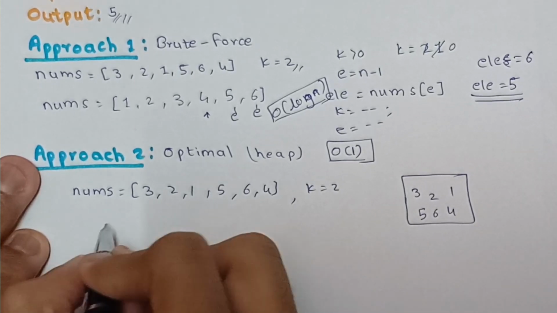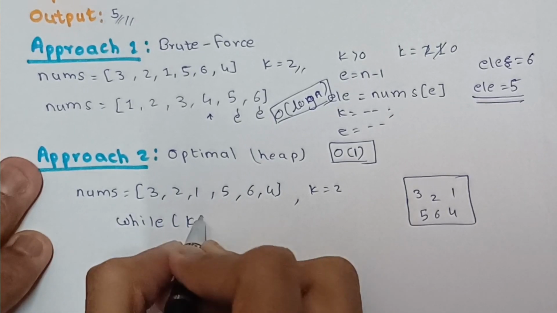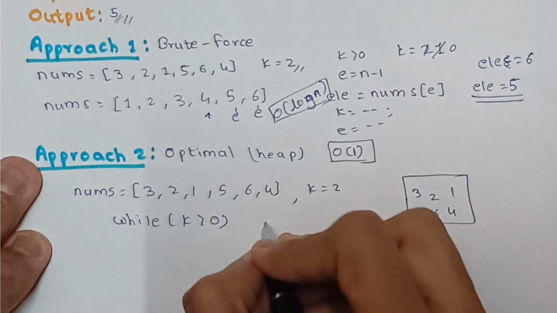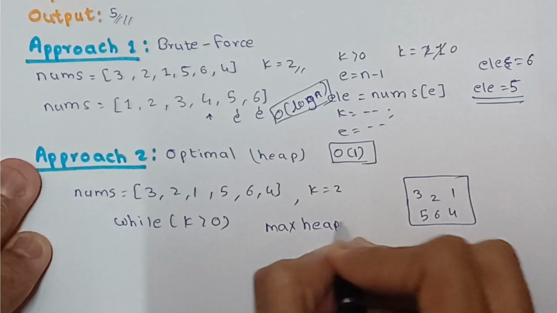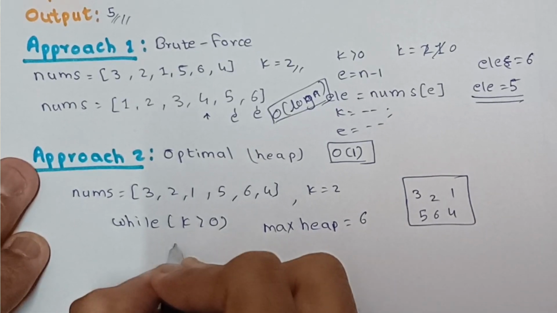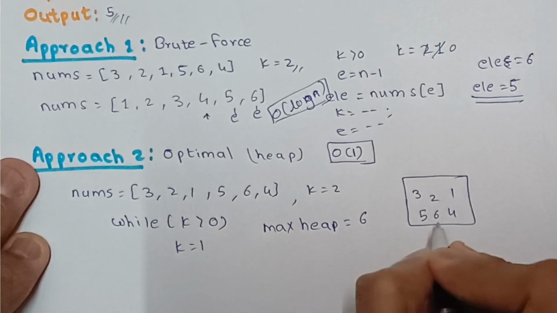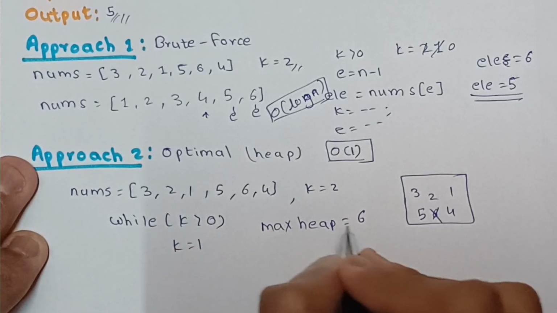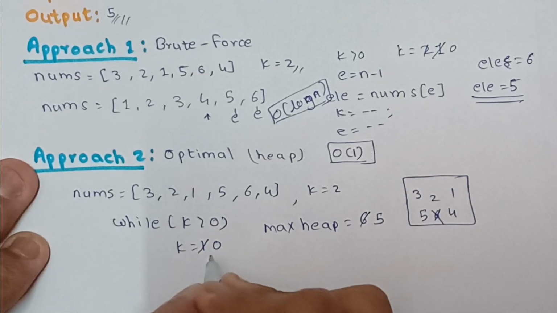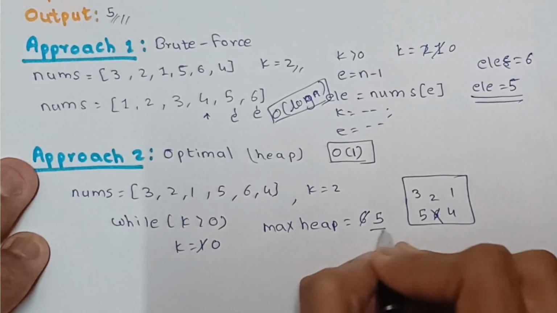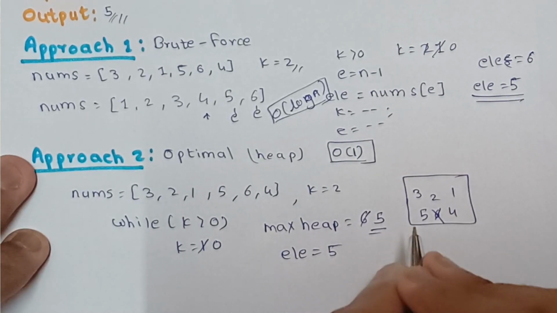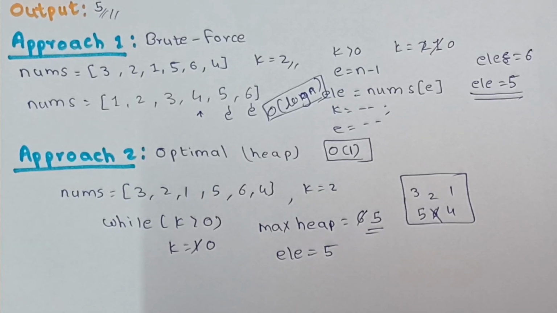Now what we will do is run a while loop while k is greater than 0, and we will pop out the elements. Because we are using a maximum heap, the maximum element will be popped out first. So first 6 will come out and k will be decremented to 1, and now 6 is gone. Now we will pop out the next element from the heap. Now 5 is popped out, and k is decremented to 0. Now k is equal to 0, not greater than 0, so we will simply return 5. We will store what we pop from the heap into the element variable. So this is a very simple approach.